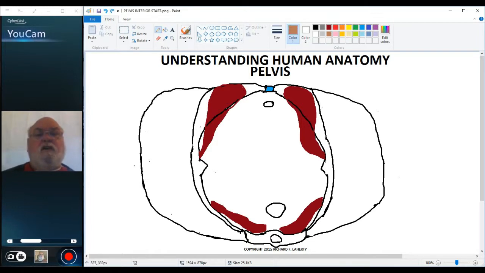The next muscle I'm going to draw in is Iliacus. And Iliacus takes origin from the interior side of the iliac wing. And its fibers converge and exit the pelvic cavity by passing over the superior pubic ramus, and it goes down to insert onto the femur.